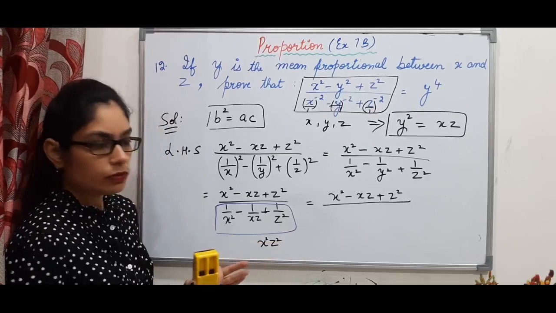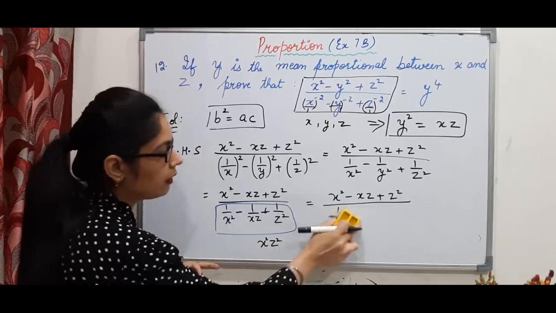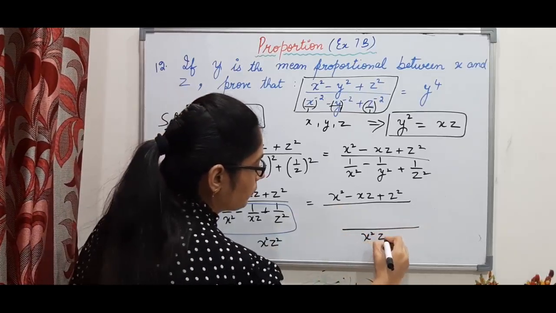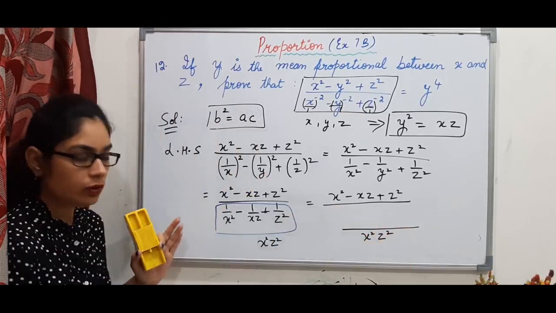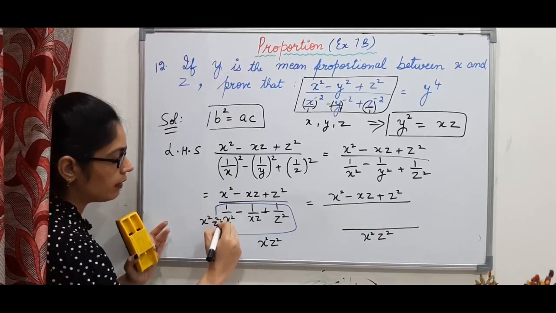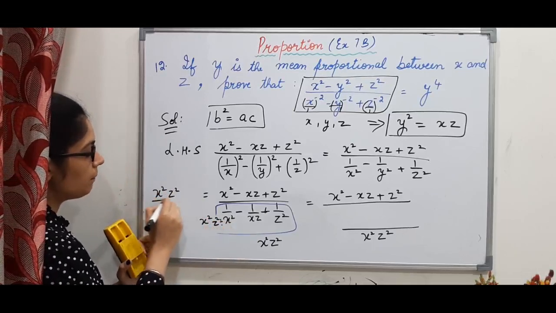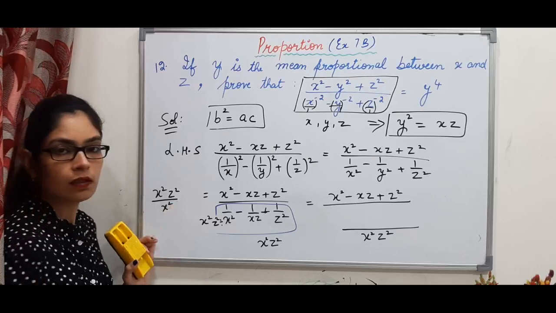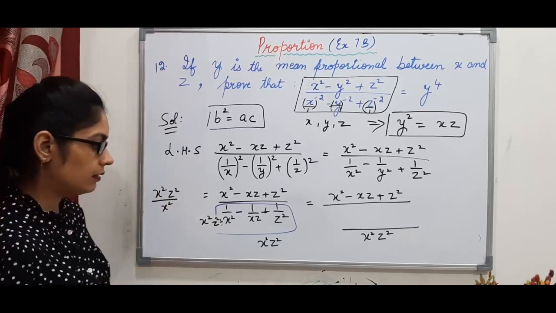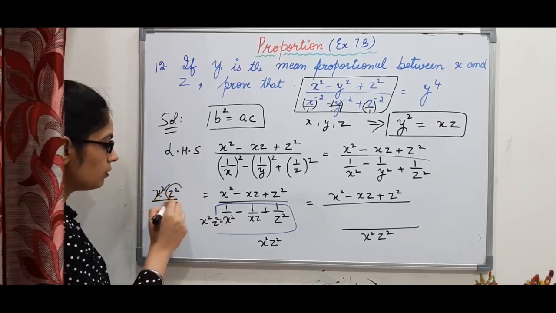Like the way we solve LCM, I have found the LCM, that is x square z square. Now the LCM we have to divide by the denominator. So x square z square divided by x square. Like the way we divide using fractions, you can also do direct cancellation. So x square and x square will get cancelled, and z square is the answer.